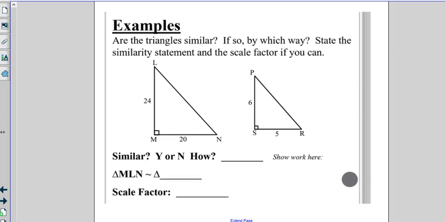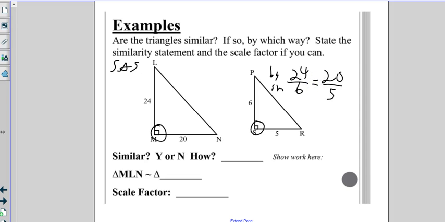Okay, are these similar? If so, by which way? Which rule? So, I have an included angle, they're both 90. So I'm looking for SAS as a possibility. So I have to compare 24 over 6 and 20 over 5. And I told you before, I like to put word labels, so like maybe big and small, keep it straight what I'm filling in where.